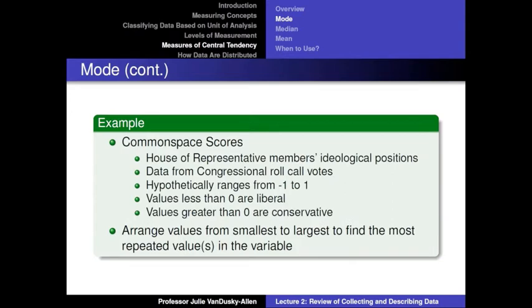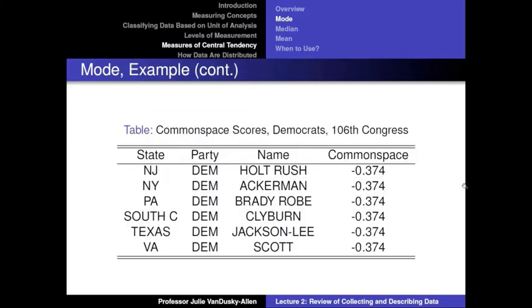To demonstrate how to find the mode with an actual variable, I will use the Commonspace scores from the 106th Congress. Commonspace scores measure House members' ideological positions by using roll call votes. Commonspace scores range from -1 to 1, with values less than 0 being liberal and values greater than 0 being conservative. In this particular example, I arranged the data from the smallest to the largest value.